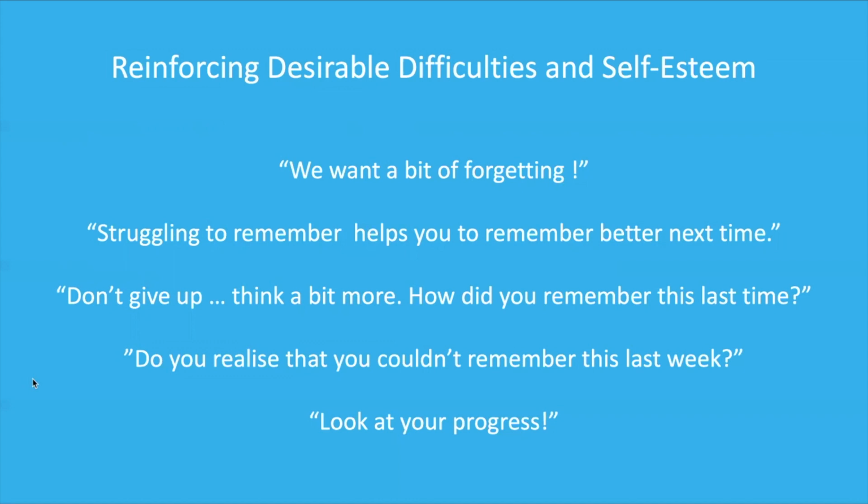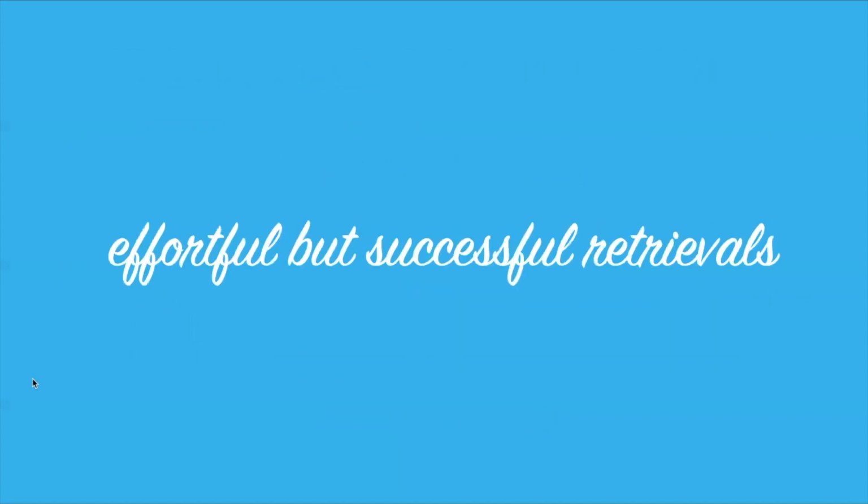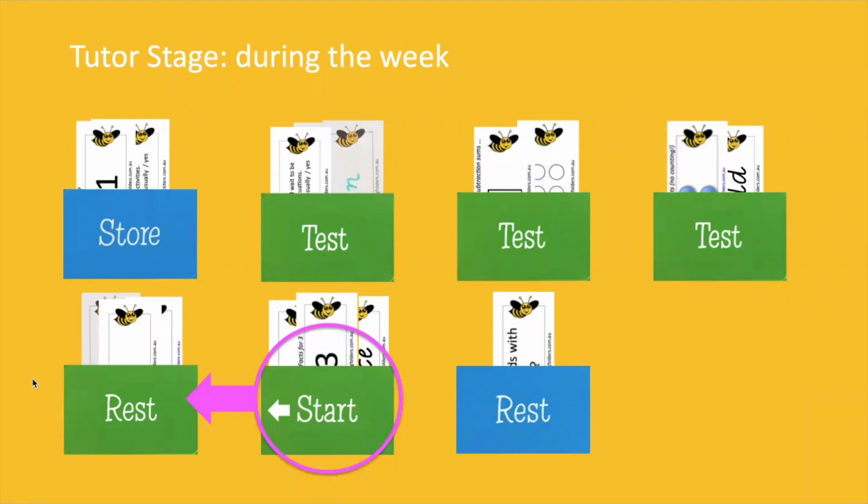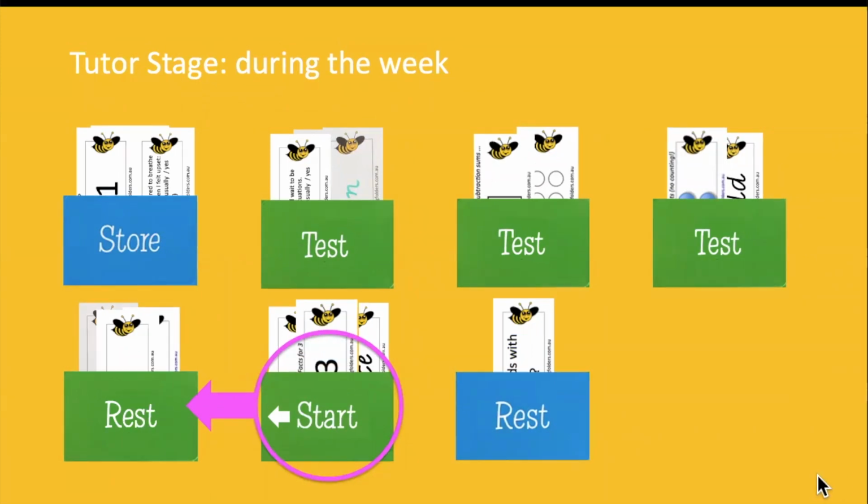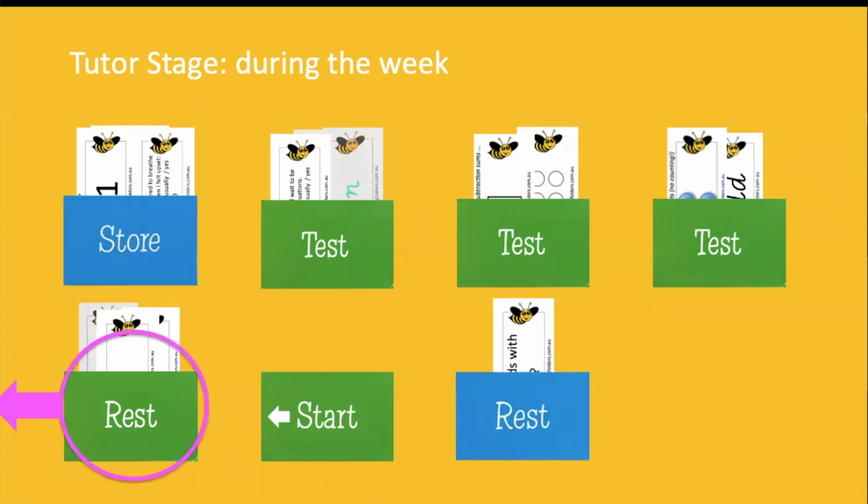The perfect sweet spot for desirable difficulty is effortful but successful retrievals. For this demo, the folder is set up with all the pockets populated with flashcards, so maybe 2 weeks from the folder first being used. I'm going to take you through the tutor stage now, where the sessions are occurring during the week. The tutor commences from the start pocket, but if there's no content in that pocket, then they move backwards until they find the pocket that does have content.